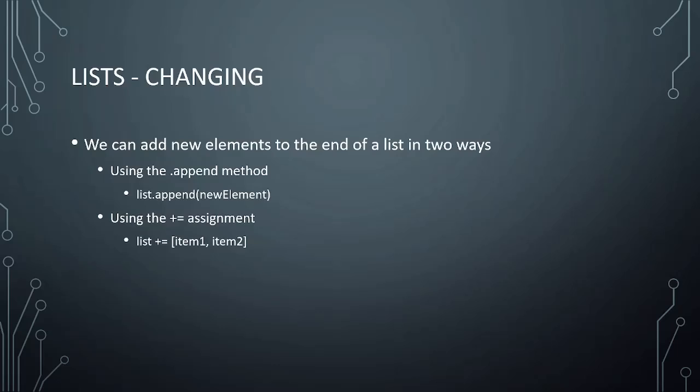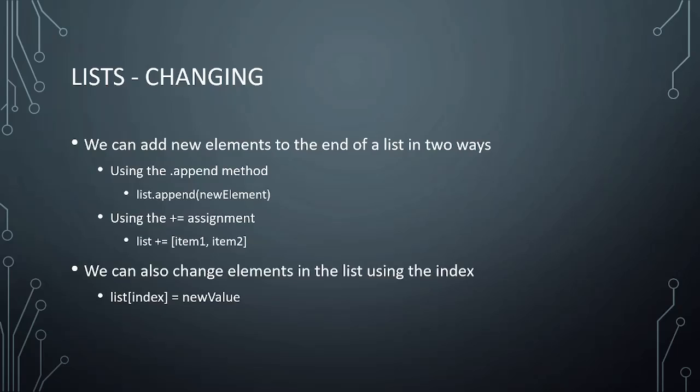We can also use the plus equals assignment. So if I have a list and I plus equals and then I put in square brackets the items that I want to add, it'll add those items to the end of that list. Now, if I want to just change an item in that list, what I can do is I can index the item that I want to change, and then I put in that new value. So I have the list, I then open up a square bracket and put the number of the element that I want to change, and then I put in the equals and the new element value, and it'll save that into there. Let's go over to PyCharm and see how this works.